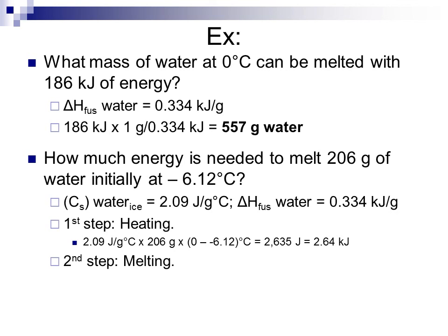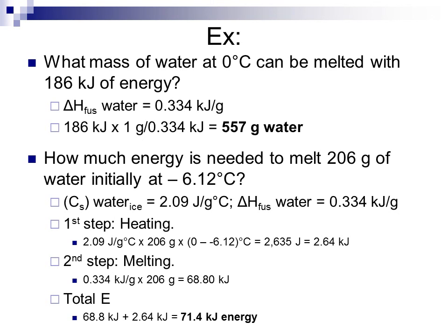The second step is to melt the substance. So we take 0.334 kilojoules per gram as the heat of fusion of water, multiply it by the mass of 206 grams, and we get 68.8 kilojoules. The total energy is a combination of both at 71.4 kilojoules of energy.